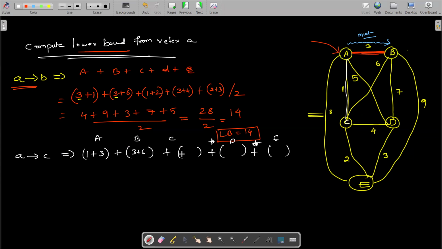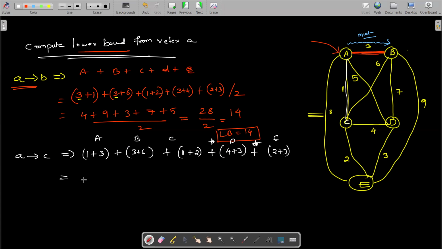Again C, see here, when you see this one C, so A to C we are traveling, C we must include this particular edge. Please understand, we must include this particular edge. That is the reason why 1 always, plus. Now see here, minimum in this C to B 6 is there, C to D 4 is there, C to E 2 is there. I will take 2. Again D, common thing, 4 and 3. 4 plus 3. Again E, 2 plus 3.